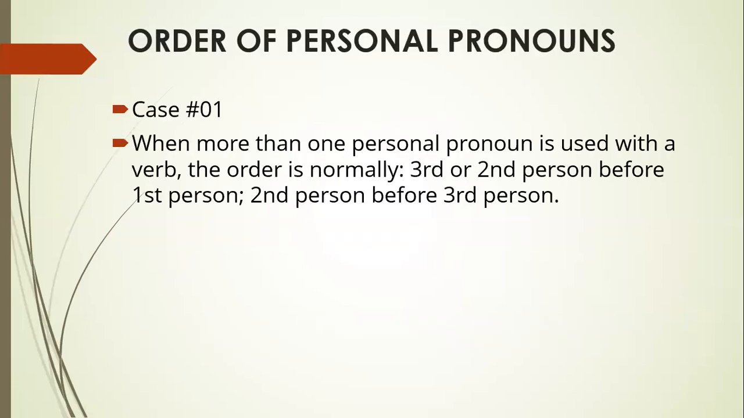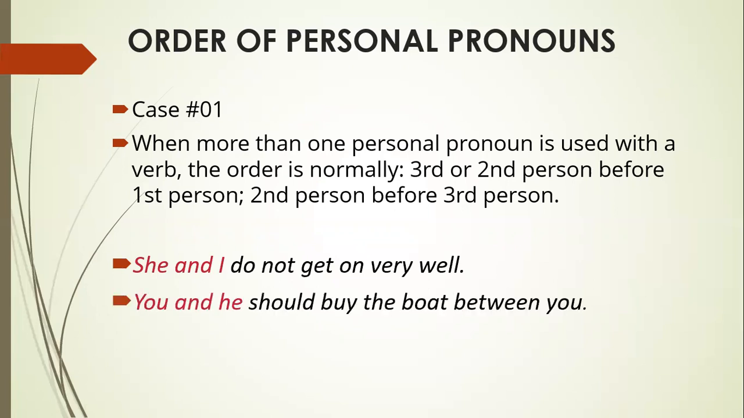Case 1: when more than one personal pronoun is used with a verb, the order is normally third or second person before first person, and second person before third person. For example, she and I, not I and she. So you always show modesty. You have to give priority to the other person. Another example is: you and he should buy the boat between you.